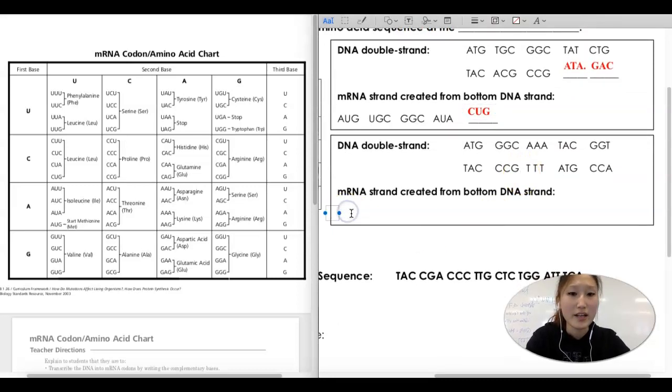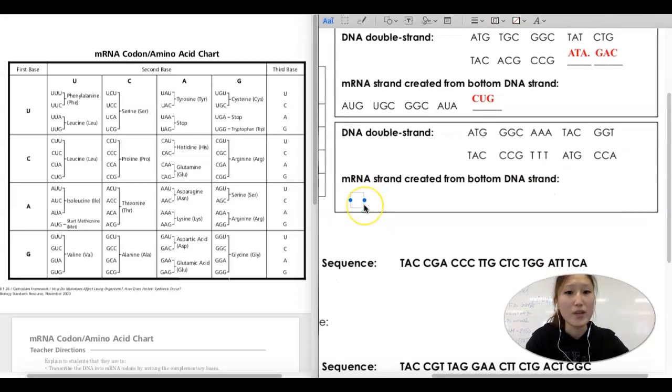Similarly, over here, it's asking you to figure out what the entire mRNA is using the bottom strand again. So that will be AUG, which is the start codon, which codes for methionine. Then you have GGC, AAA, UAC, GGU.